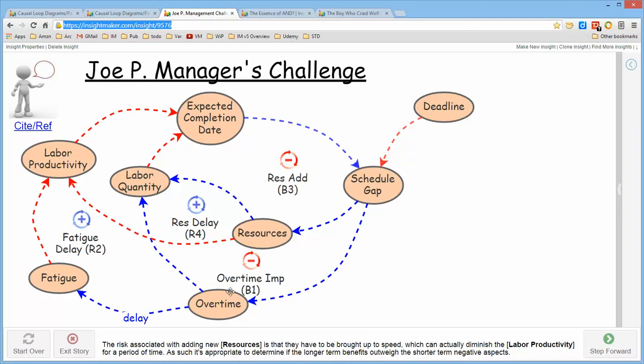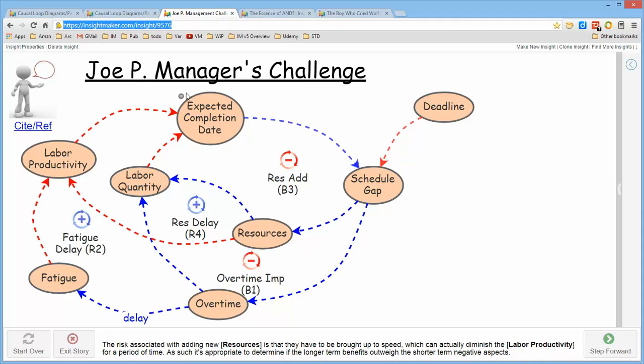We look at the second loop that we drew from these two around to overtime to fatigue. Here is a balancing influence, another balancing influence. So there are two of them. There are an even number of these balancing influences, so actually this is a reinforcing cycle. It's labeled with a reinforcing element, and we'll talk about how to do that very shortly. And so it's labeled R2 as a reinforcing loop.